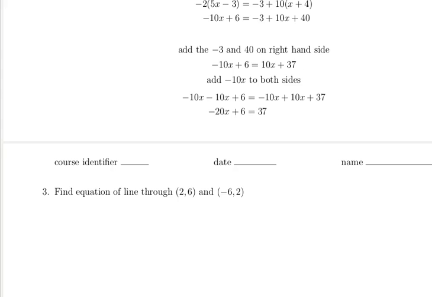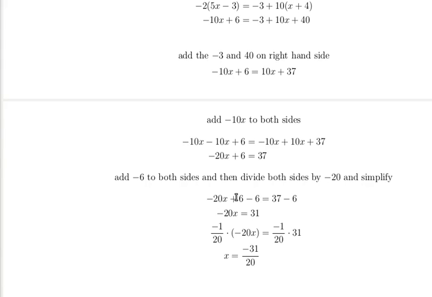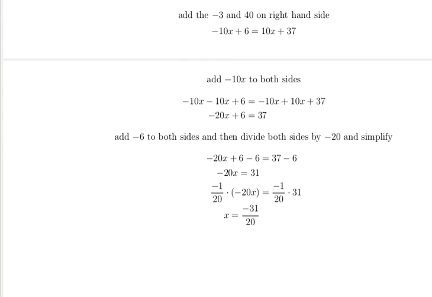Now we'll subtract 6 from both sides and divide both sides by a negative 20, in that order. First, we subtract the 6 from both sides, leaving us this equation, then divide both sides by a negative 20, or multiply both sides by a negative 1 over 20, and x ends up being a negative 31 over 20, as you can see there.